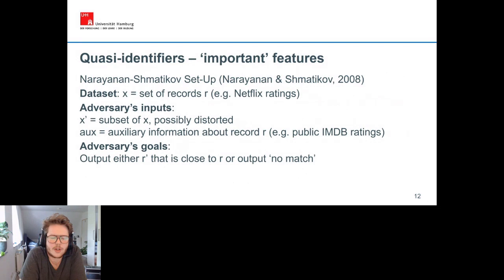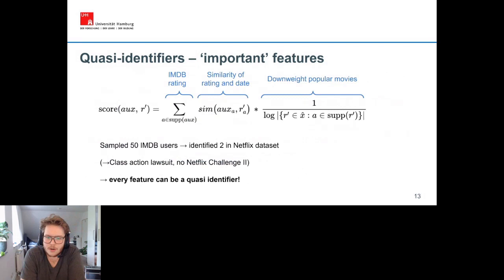So if we're talking about movie ratings, what data did they pick? They went to IMDb, which is a public movie database, and they just took this movie ratings database as auxiliary information, right? And what are their goals? They want to throw in an IMDb user and find out if he's in the dataset. So in the Netflix dataset, this is what they tried to do. And they came up with this small formula, right?